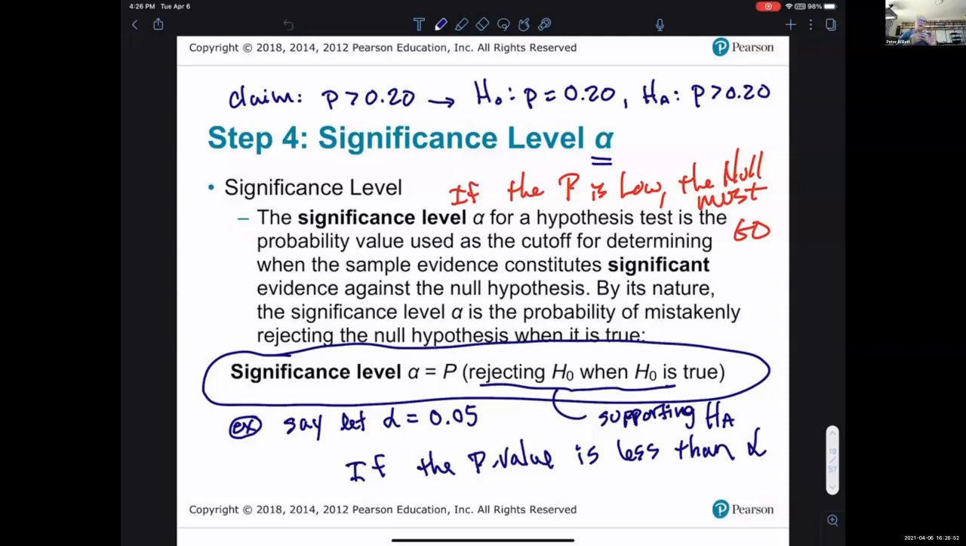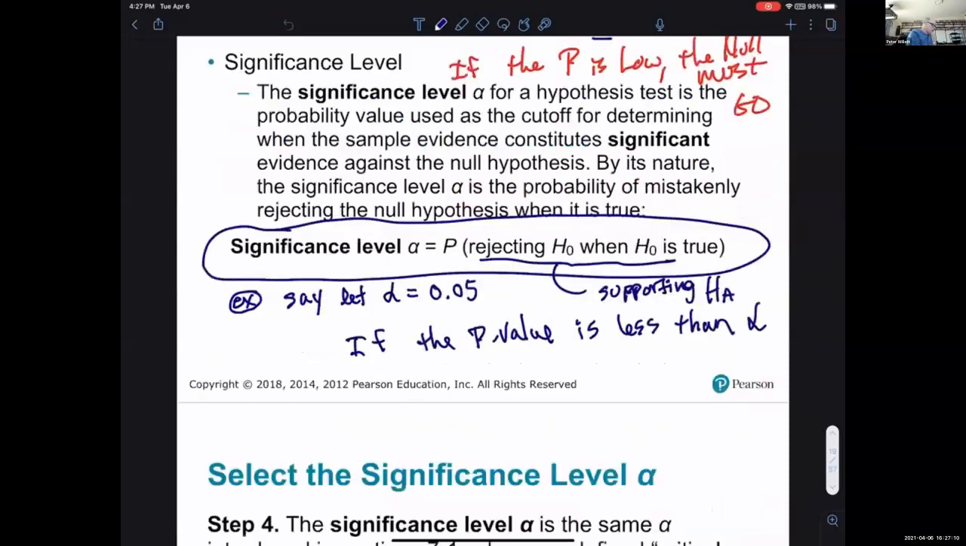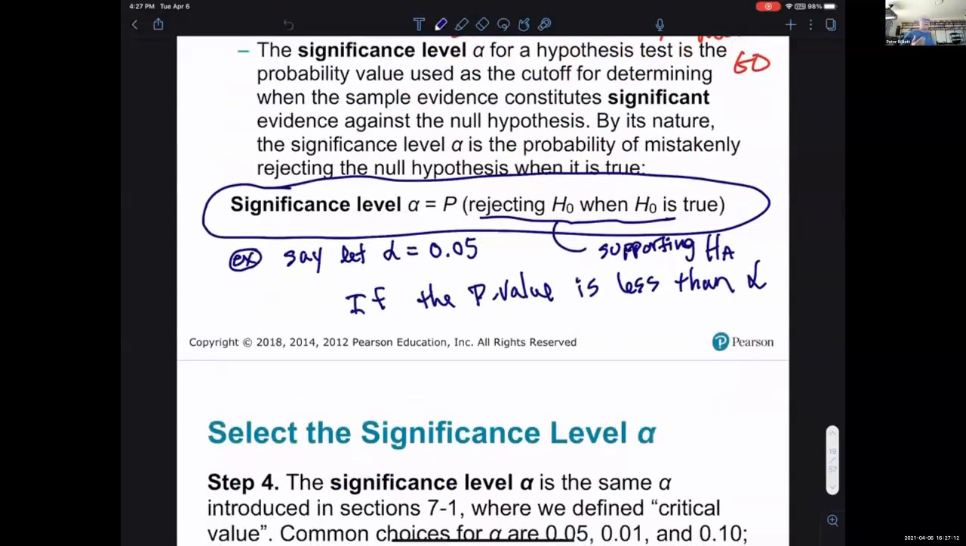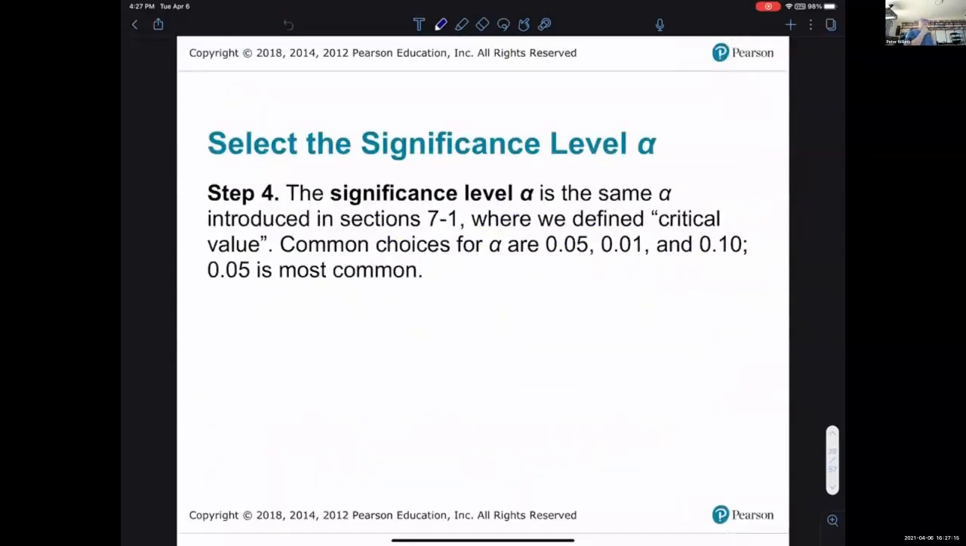Anyway, a little hard to follow just from describing. So let me move forward with the slides a little bit. And again, we are skipping through their example about drone usage in order to just look at the definitions such as this one that they're highlighting. So they point out the significance level is the same alpha introduced in earlier sections.